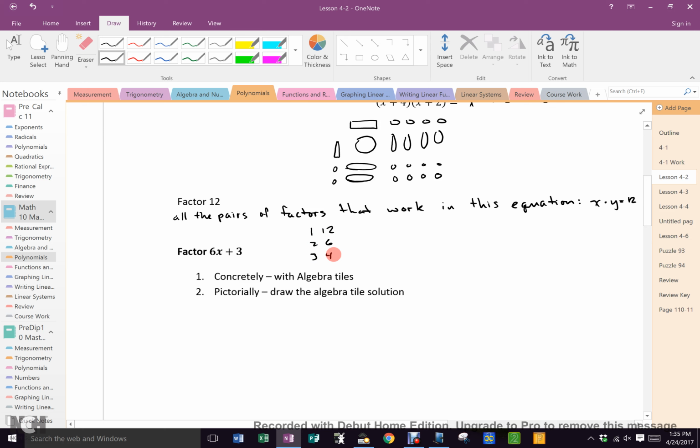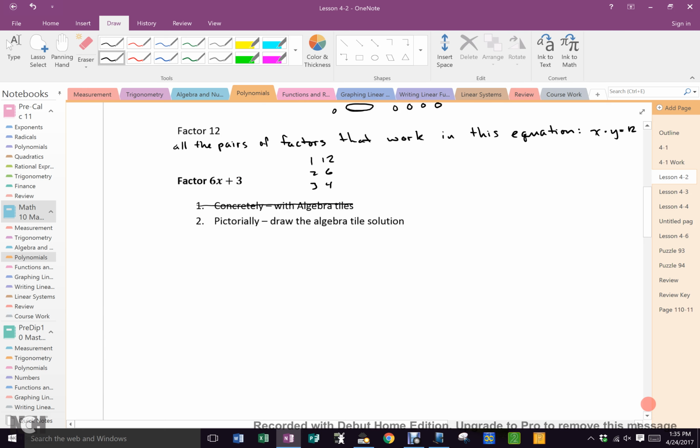Everybody cool? Everybody okay? That's what factoring means now. Please be aware that that is different than prime factoring, correct? Everybody's okay? All right. So now, we're not going to do this one. We're going to take our 6x plus 3 and see if we can draw it out.